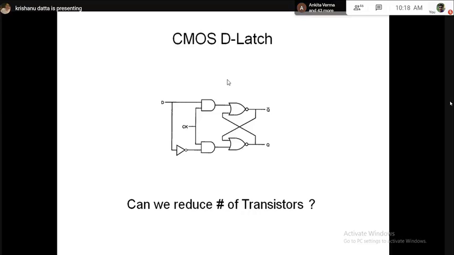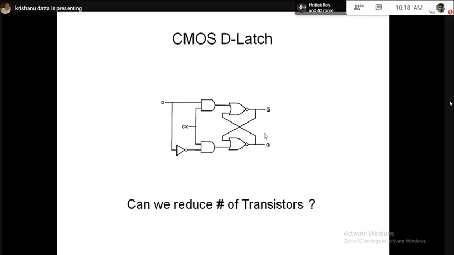Now, why am I talking about data latch? Basically, there are varieties of latches in industry, but the most common, the most popular one is data latch. There may be various flavors of data latch, but this is it. That is why I am teaching data latch. This is the most popular sequential cell used in industry.